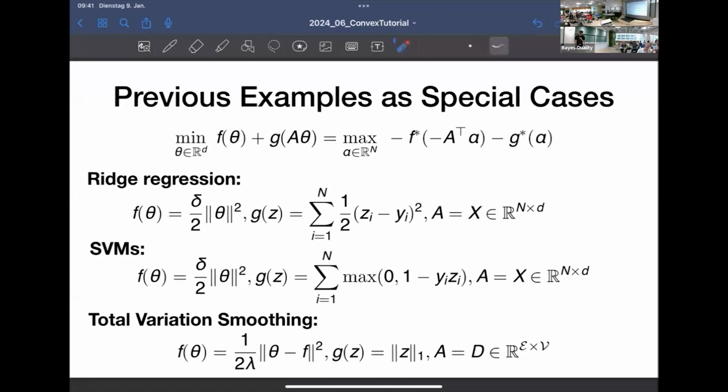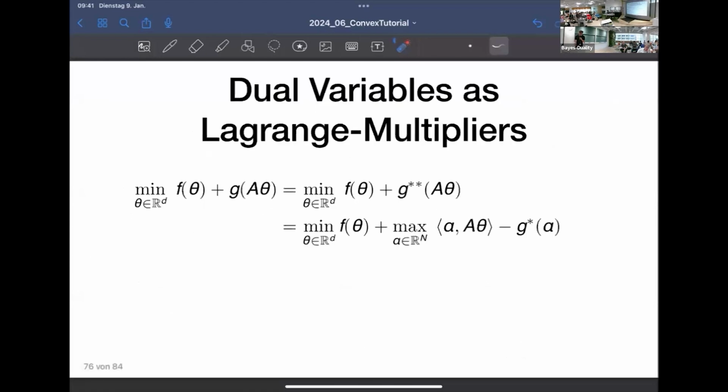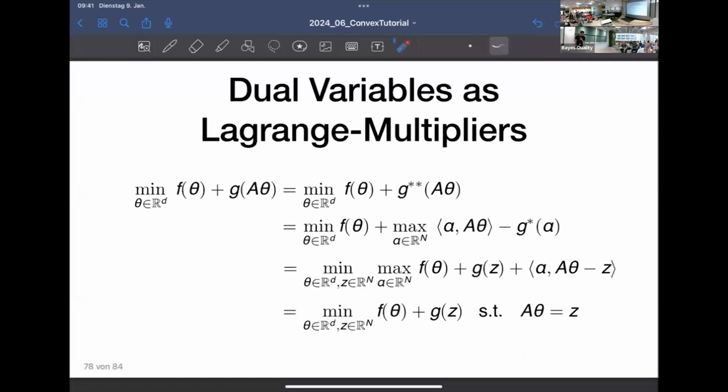And maybe I skipped this, but these dual variables can also be seen as Lagrange multipliers for a linear constraint. So these alphas, if you do the calculation, are just Lagrange multipliers for a constraint. But maybe the more interesting part is, why are these dual variables sensitivities to perturbations?